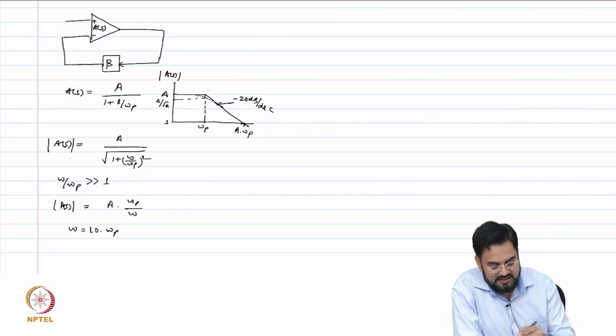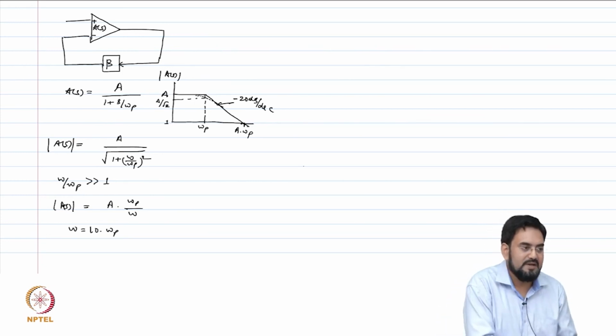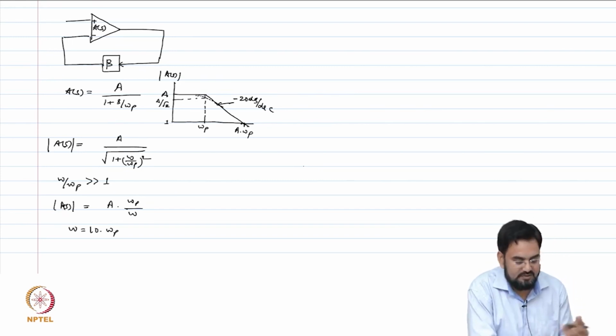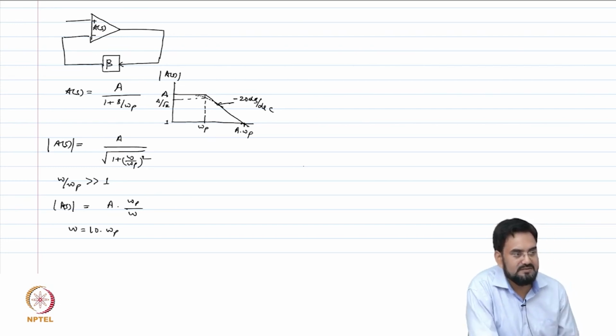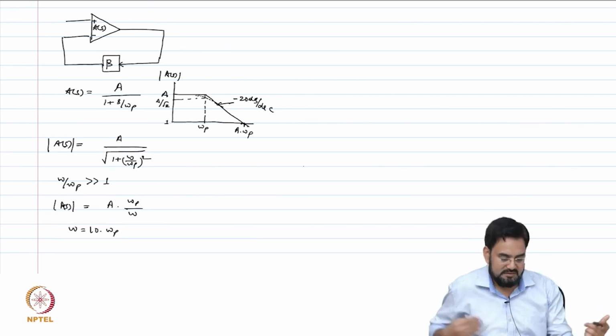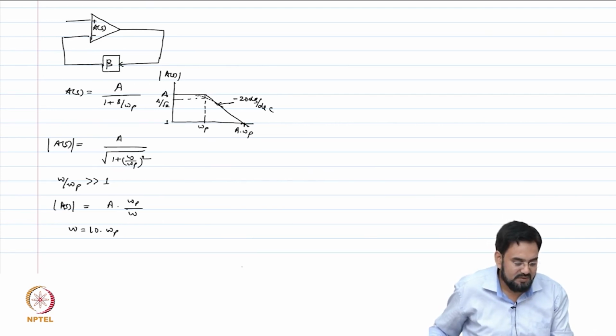So which means at every 10 times the frequency you will drop by 20 dB. It's linear in log scale. If you take log 10, it will become 20 dB. So that's why we say 20 dB per decade drop. Now if you have 2 poles at the same frequency, then what will happen?